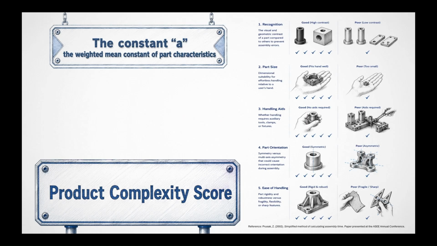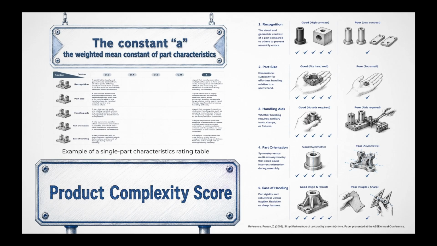Each factor is rated on a 5-point scale from 0.2 to 1. An ideal part contributes a baseline value of 1, whereas a highly problematic part yields a maximum penalty value of 5.